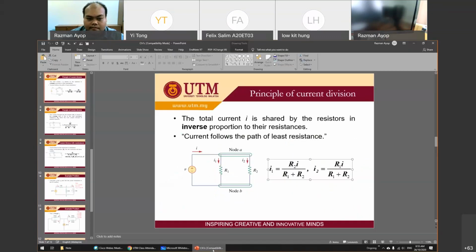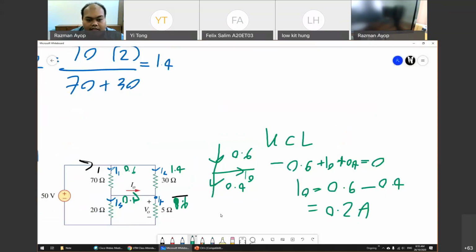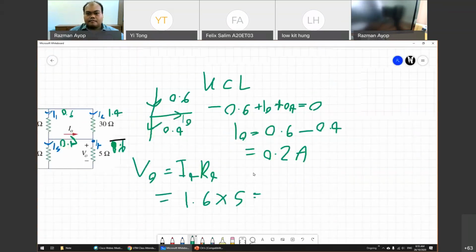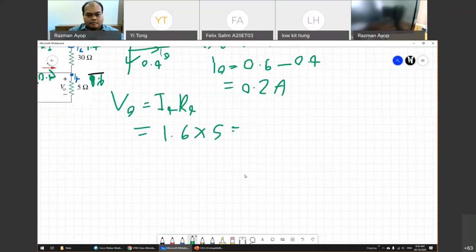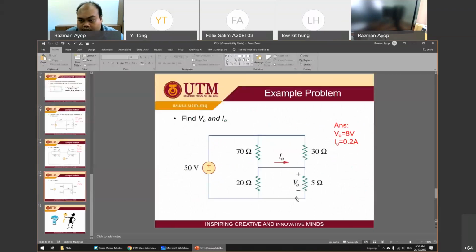Okay. So you get the answer. How about the V out? So for V out, you already get the I4. You just take I4 and multiply by the resistance R4. I4 is 1.6 multiplied by 5. So you get 8 volt. So is it correct? Yes. Okay.